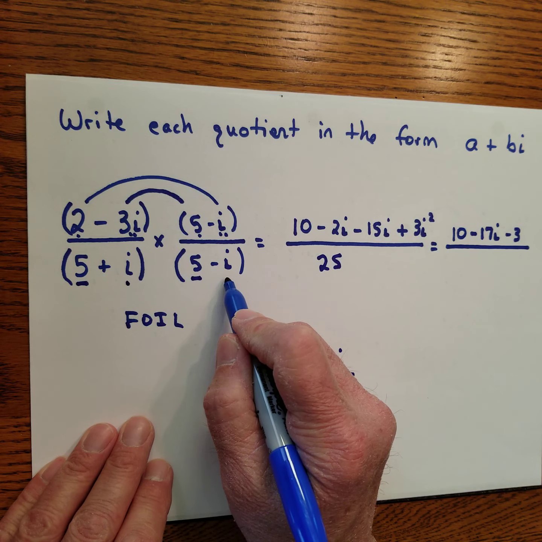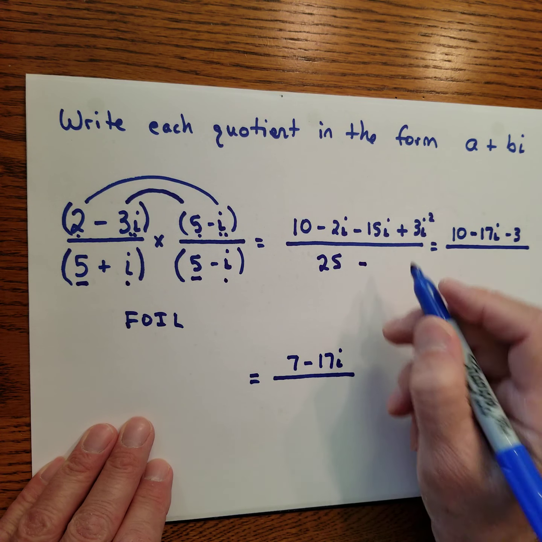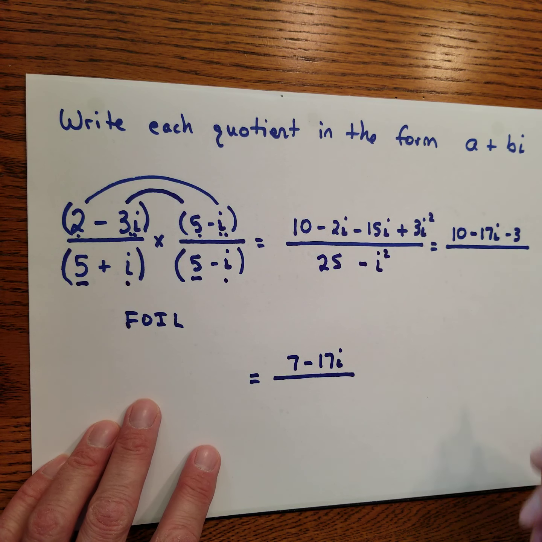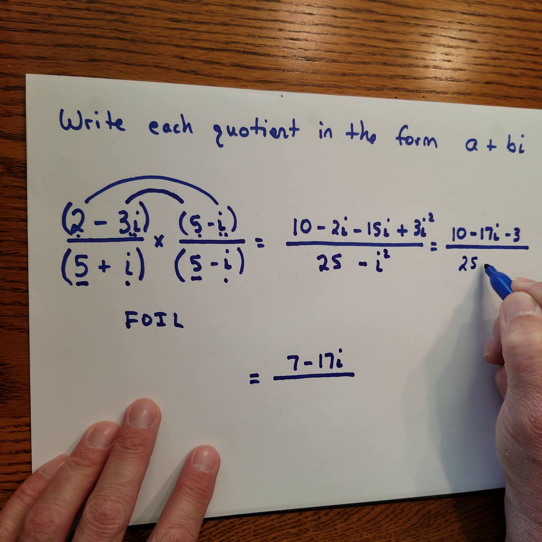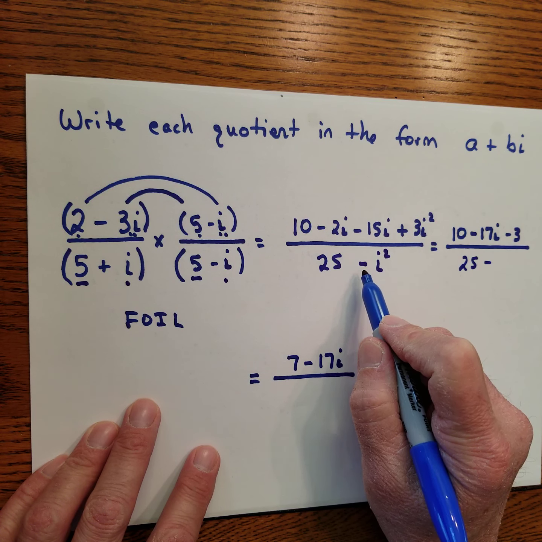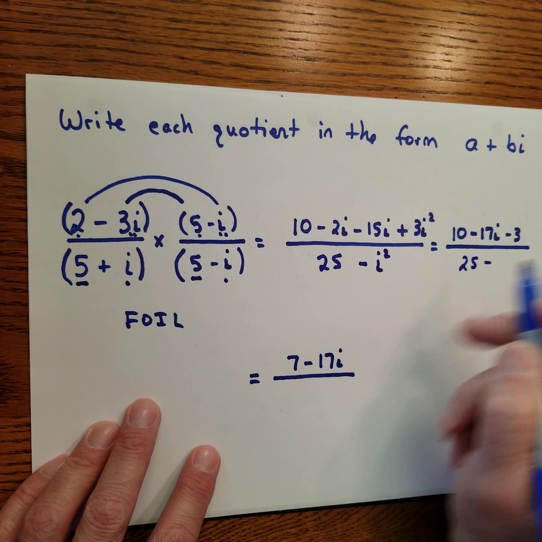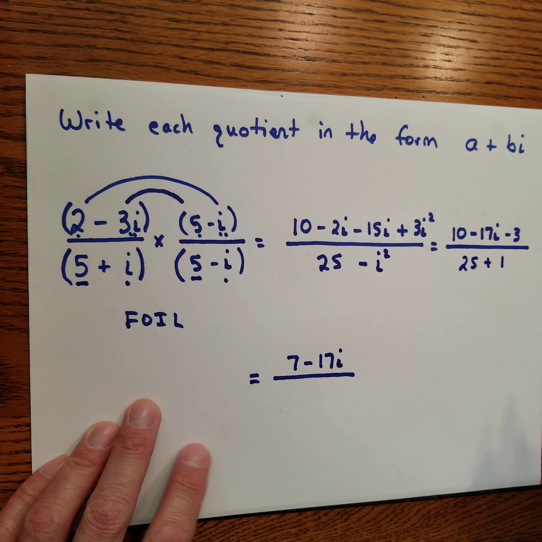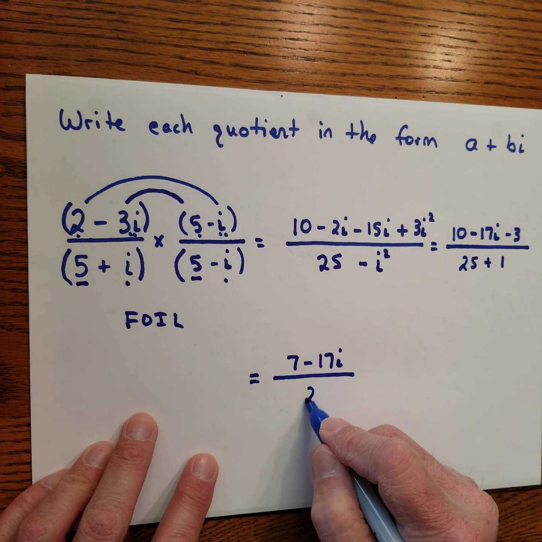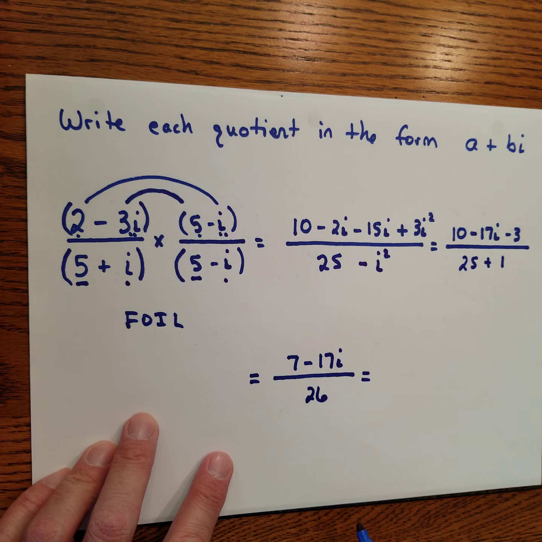Now multiply the lasts. That's a positive times a negative is a negative, and i times i is i squared. But remember, i squared is negative 1. This is the opposite of i squared. That's the opposite of negative 1, which is positive 1. 25 and 1 is 26. That's a pretty great answer.